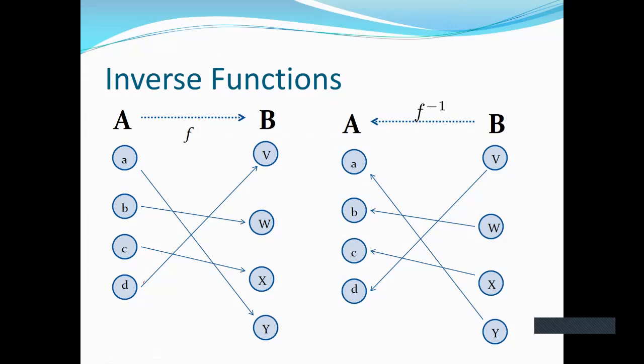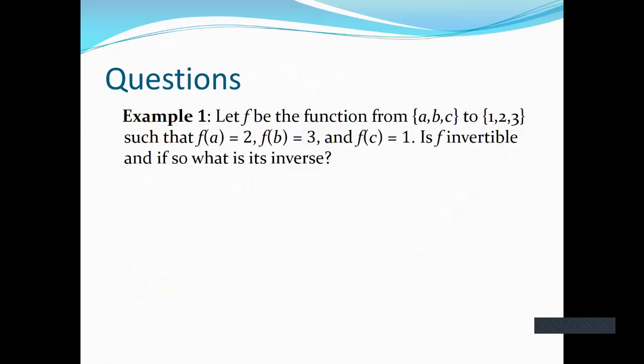In the function, we have images in B and pre-images in set A. In the inverse function, we have images in set A and pre-images in set B. So everything is reversed actually. Okay. So here is one example.